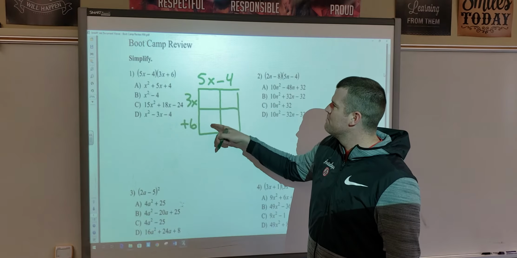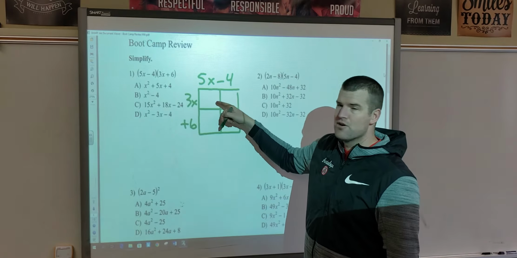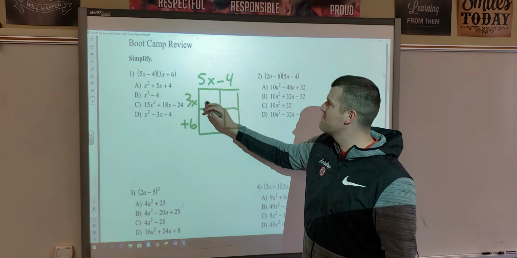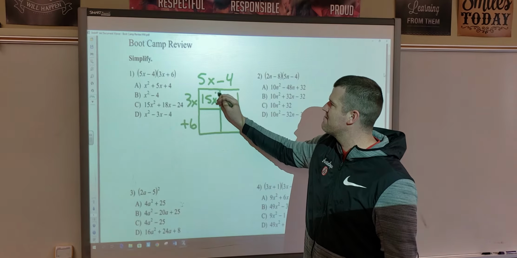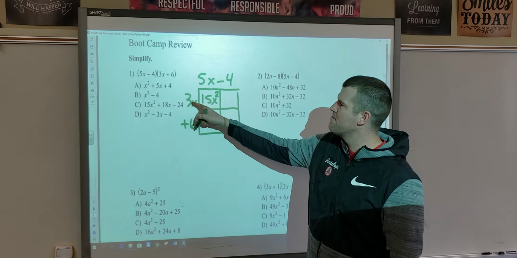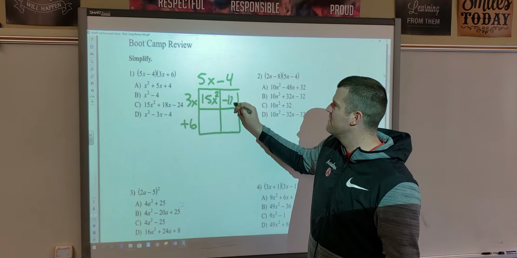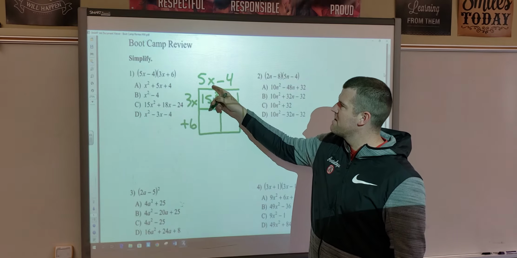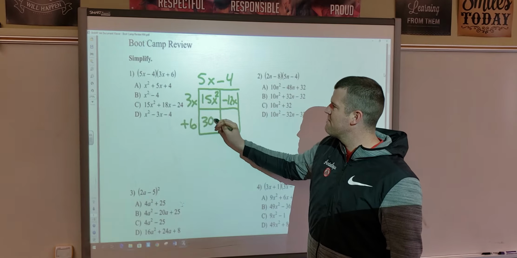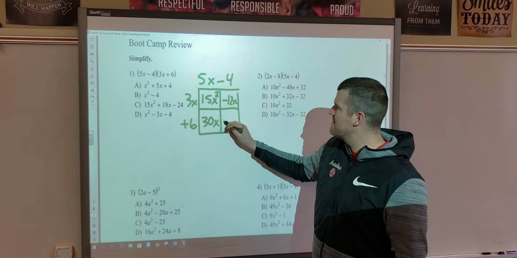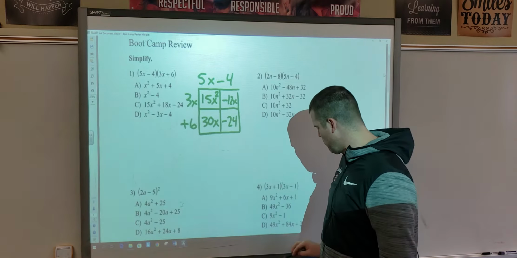To fill each box, we're going to multiply the terms that go with that box. So for this one, we're going to do 3x times 5x, which is 15x squared. This box here is going to be negative 4 times positive 3x, which is negative 12x. This box down here, positive 6 times a positive 5x, which gives us 30x. And then finally, negative 4 times positive 6 gives us negative 24.